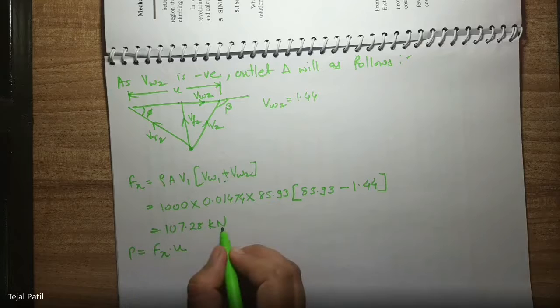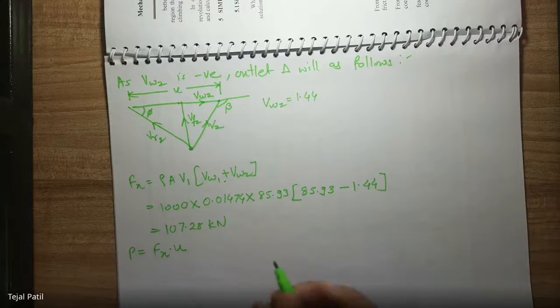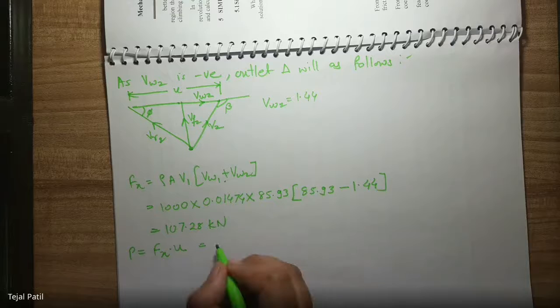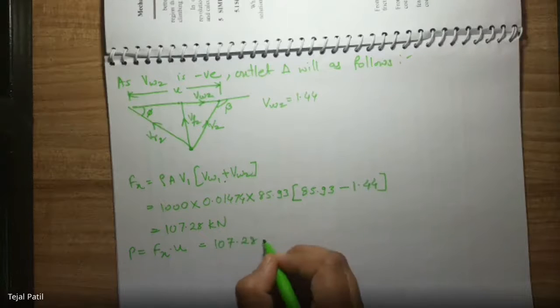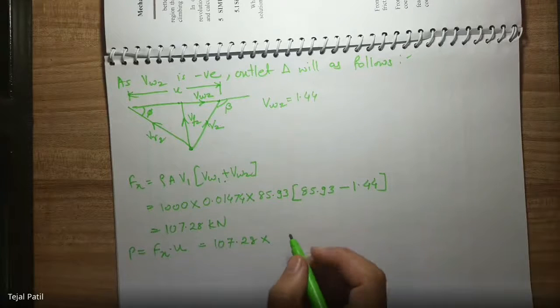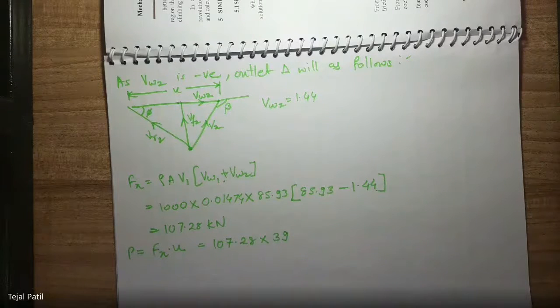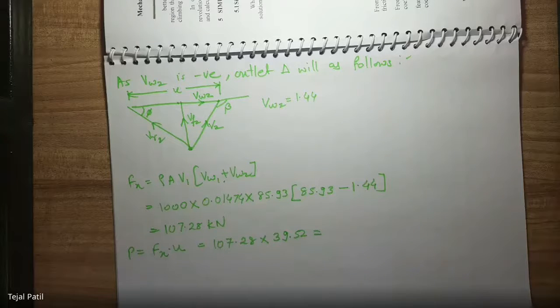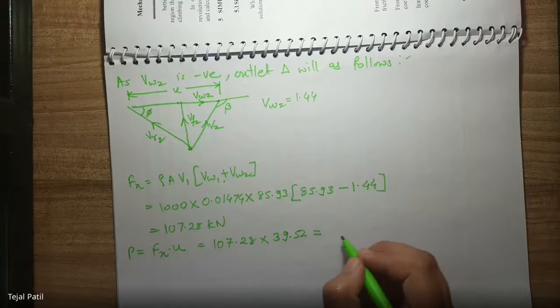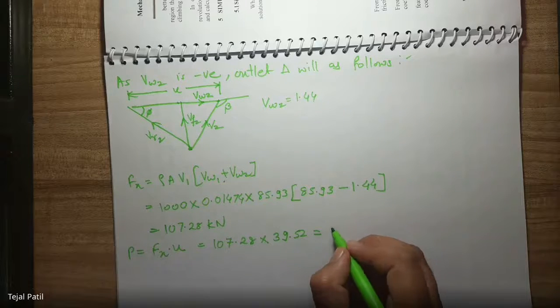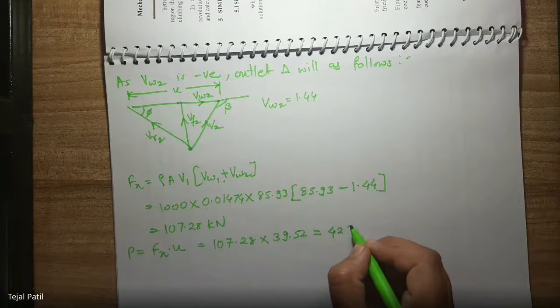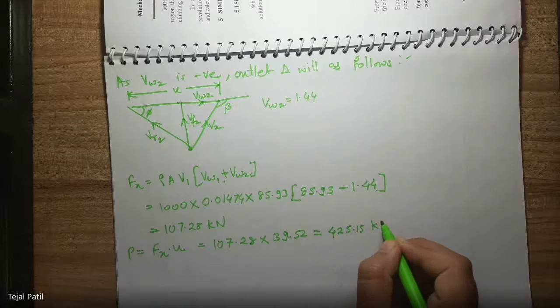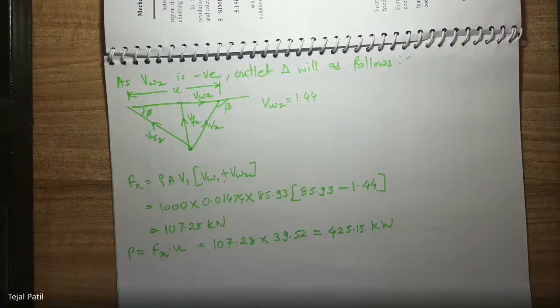Fx you have already found in kilonewton, so your output will be in kilowatt. So 107.28 multiplied by U. How much U did you get? 39 point something, right? 39.52. Then tell me how much is the power you got? 425.15 kilowatt. A little plus or minus is okay for the others, no problem.